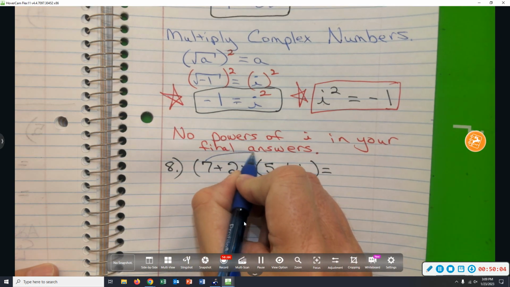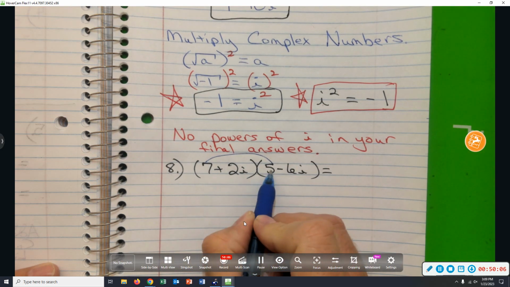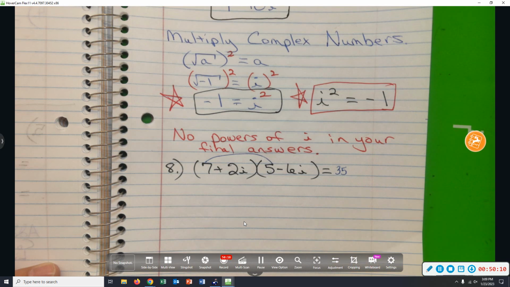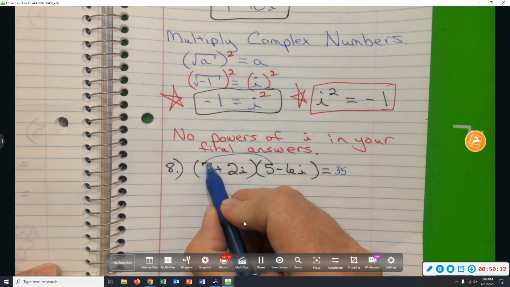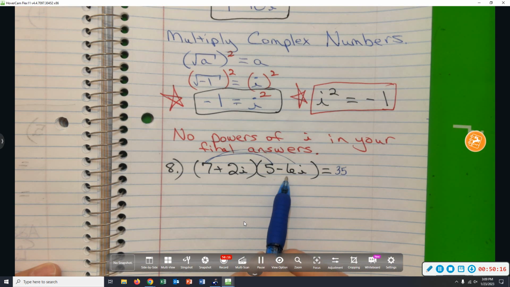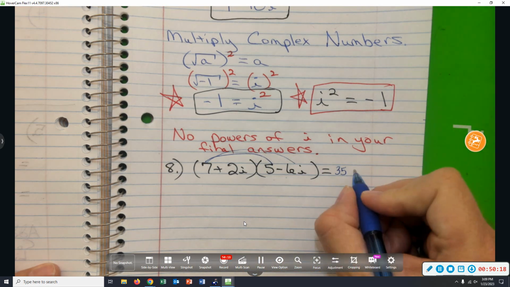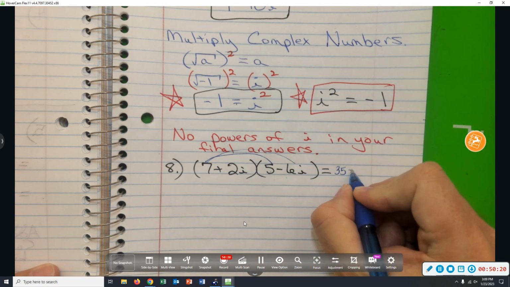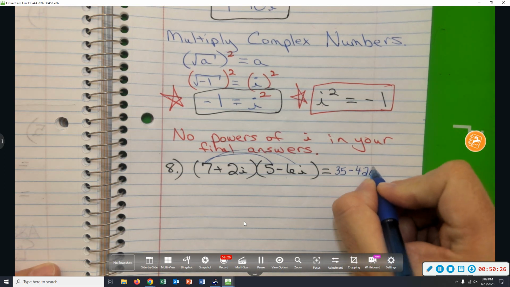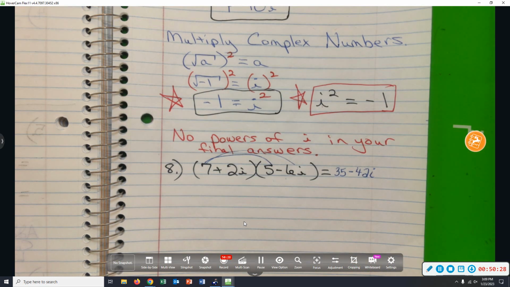Okay, I'm starting to FOIL. The 7 times 5, 35. First, outer, 7 times negative 6. Is that going to be negative 42i? You sound like you have doubt, that you're not sure that it's a negative 42.